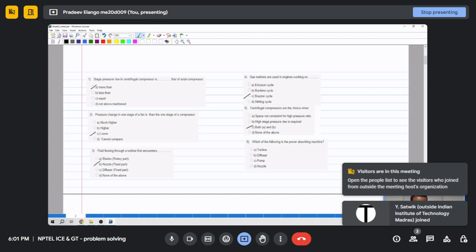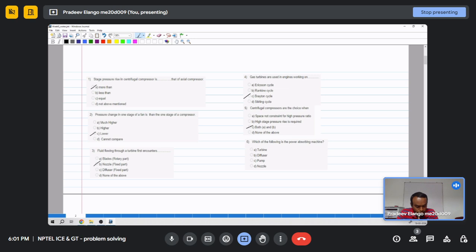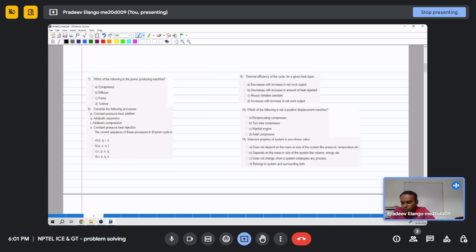Which of the following is a power absorbing machine? Turbine, diffuser, pump, nozzle. So the power absorbing machine is the pump. Which of the following is a power producing machine? Compressor, diffuser, pump, or turbine? Turbine. So here pump and compressor use power, and diffuser doesn't produce or use any power. Turbine produces power.